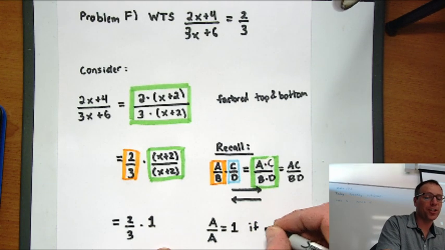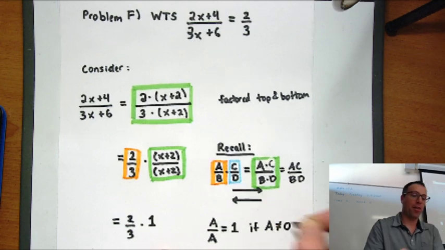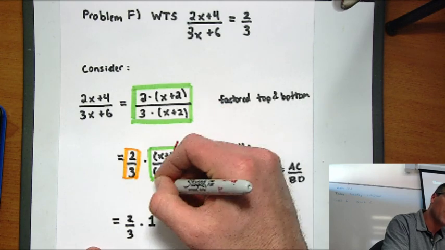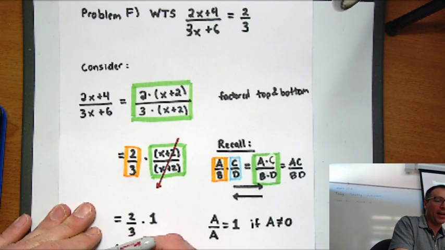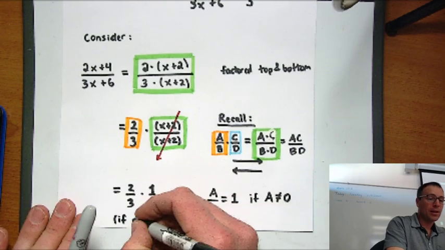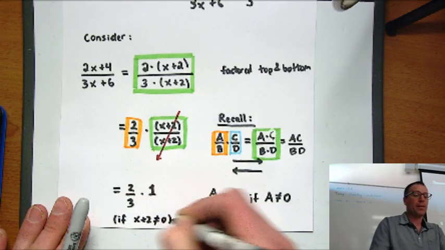What's the one condition? If it's not 0 on the bottom. Yeah, the bottom can't be 0. So we're going to make a claim that this whole fraction goes to 1. But what was the one condition that we had? The thing on the bottom, whatever's on the bottom, can't be 0.